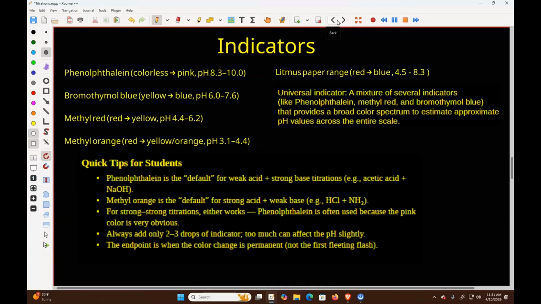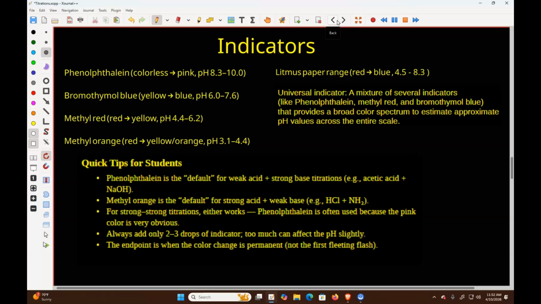So quick tips for students: phenolphthalein is the default for weak acid, strong base titrations like acetic acid and sodium hydroxide. Methyl orange is the default for strong acid, weak base titrations like hydrochloric acid and ammonia.